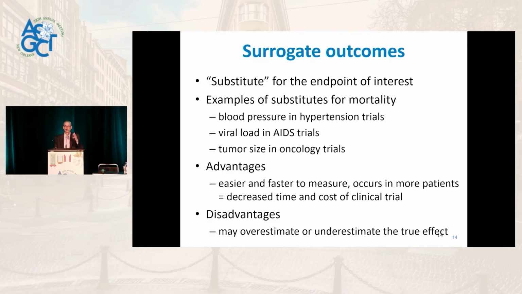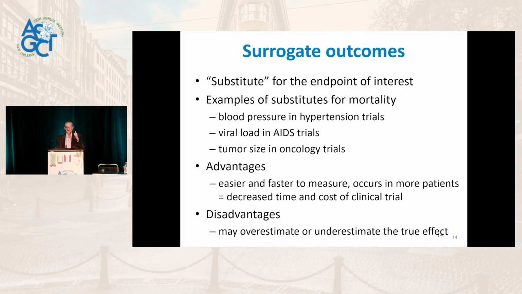Similarly, in patients who have AIDS, we measure the viral load in the blood. In oncology, in cancer trials, we look at the size of the tumor. We think that, if the tumor gets bigger, you won't live as long. If the tumor gets smaller, you'll live longer. It's a predictor of clinically meaningful survival.